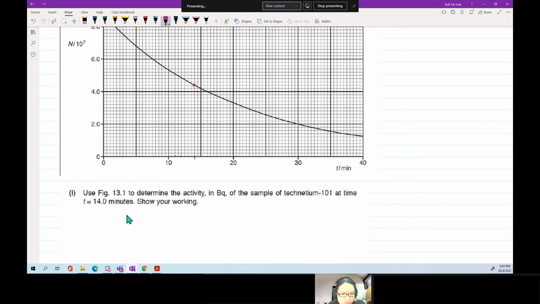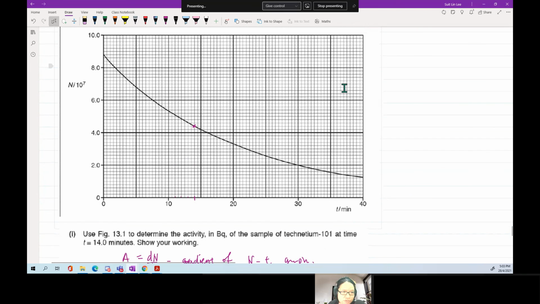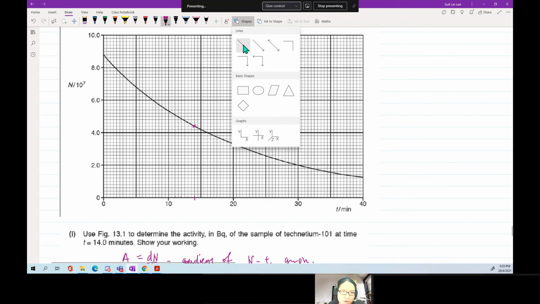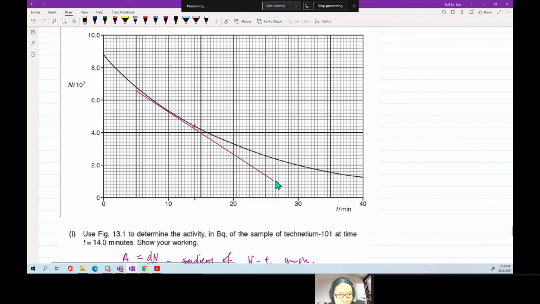Wait, think of the definition of activity. Activity is dN over dt, which happens to be the gradient of the N-t graph. The ability to draw a tangent line and to find the gradient of a tangent is very important for physics, okay? If you cannot draw a tangent line, then your life is quite hard. But also, my life is also quite hard because I don't know how to draw it on OneNote. So I am just going to try my best here.